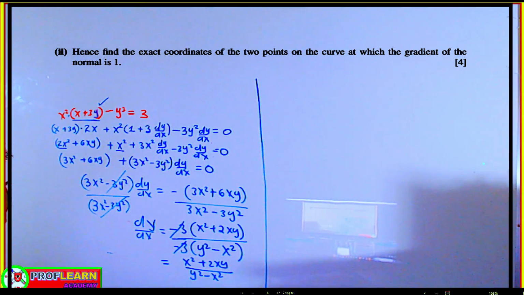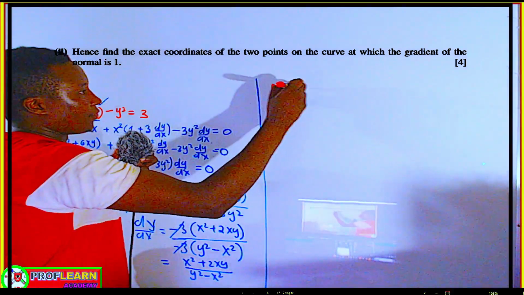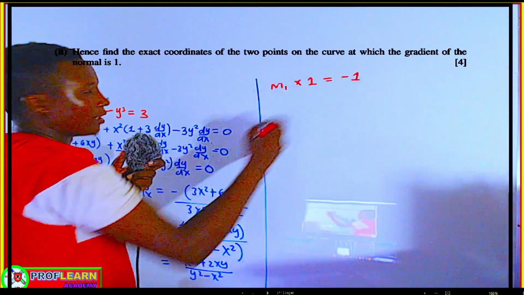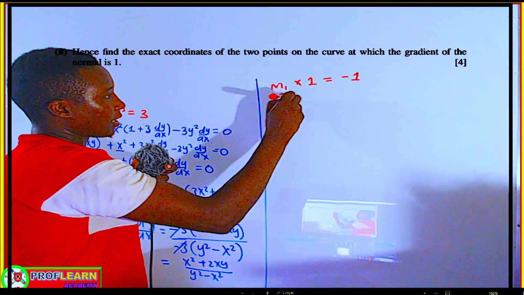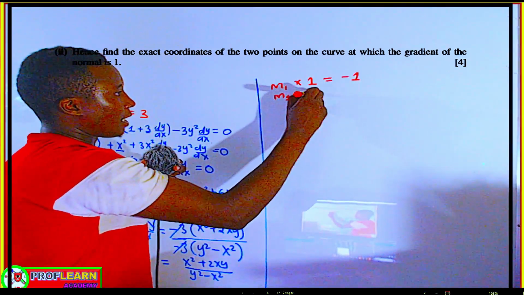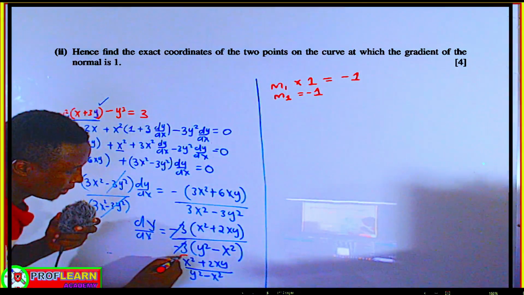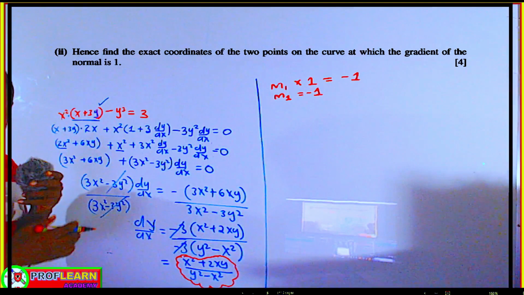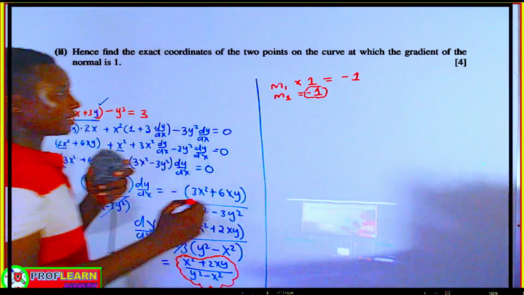So the gradient of the curve times the gradient of the normal, which is 1, is going to be -1. That means the gradient of the curve that we are talking about is going to be -1. So this gradient function that we have here is going to be equated to -1, the gradient that we have gotten at this given point.